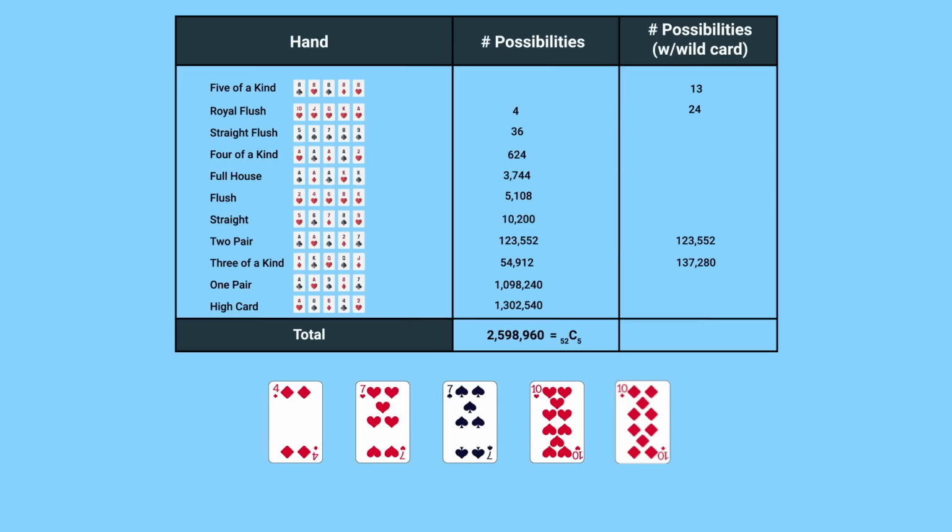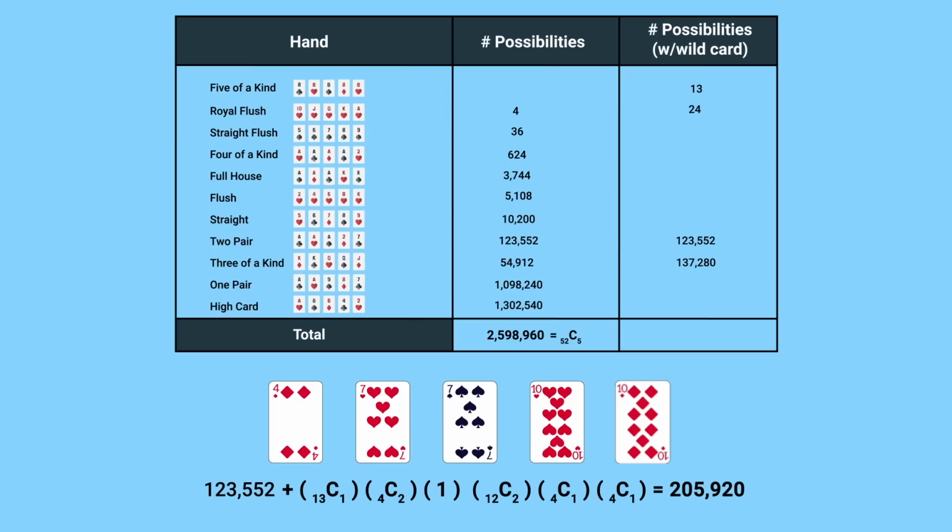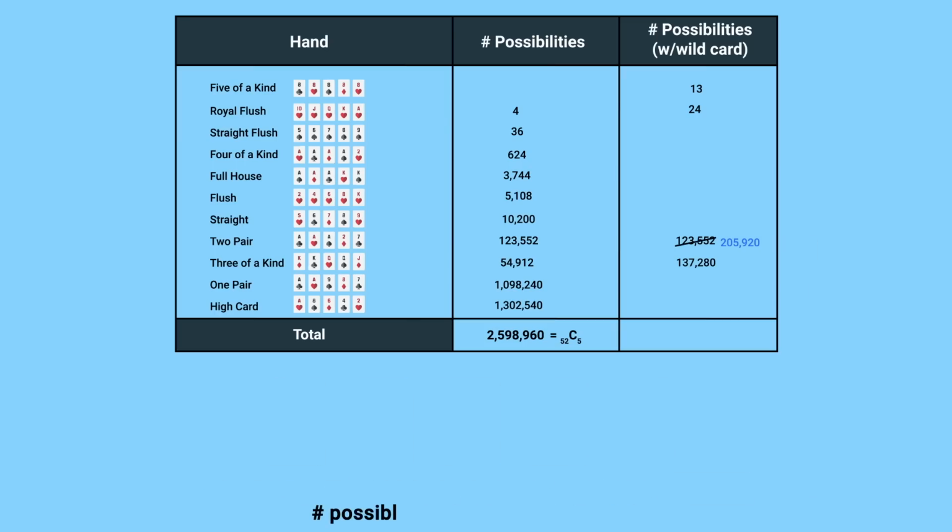So now there are more ways to make two pair. All the 123,552 natural ways, plus all the ways you can get a single pair plus a joker, which is the same calculation as before. And you get a total of this here. For three of a kind, there are, again, the 54,912 natural ways, plus nothing else in this case.